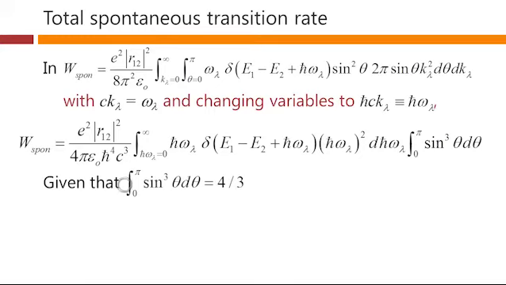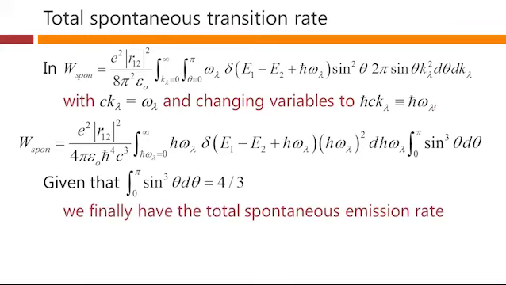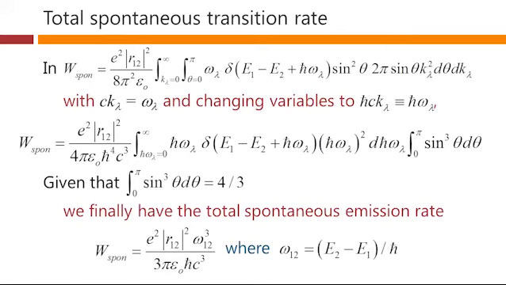Given that we can perform this integral and the answer is 4/3, we finally have the total spontaneous emission rate. And here's all that we are left with. This whole integral here over h bar omega lambda with the delta function in it, of course, is very simple. H bar omega lambda equals this energy separation here. And so we finally have this result. And here, omega 1,2 is the E2 minus E1 over h bar that we got out of this delta function in the integrand.